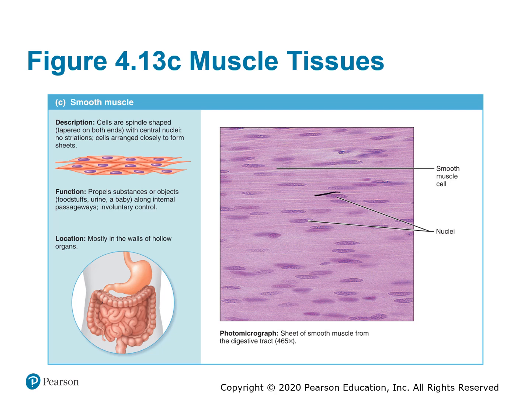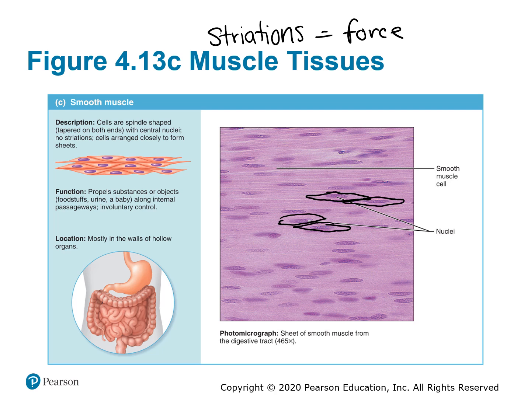So you can see these very short spindle-like cells. They form sheets. And you don't see any of those striations in here really. Because your smooth muscle does not need those striations because it doesn't need a lot of force when it's contracting. So striations equal force. But we don't need that here. Okay? So that wraps up muscle tissue for us.